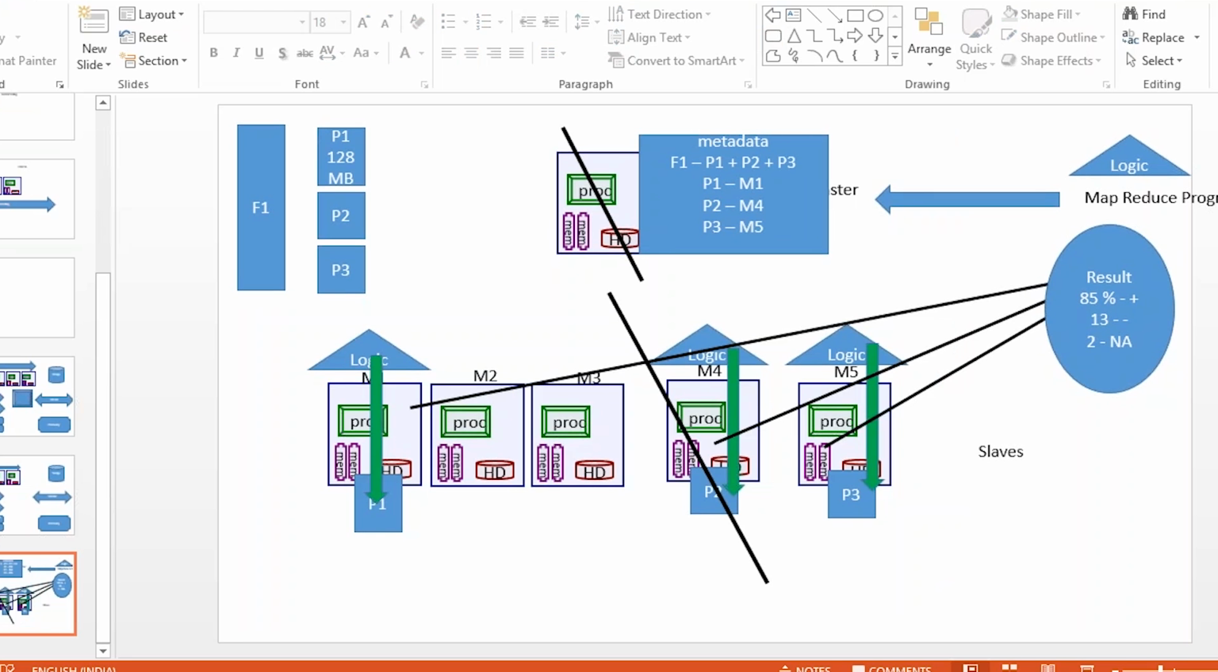Because if I have 5,000 systems, the probability of some systems failing for some reason, some physical failure, is very, very high, right? And it's going to handle it wisely. All these things will be handled by the framework called Hadoop.